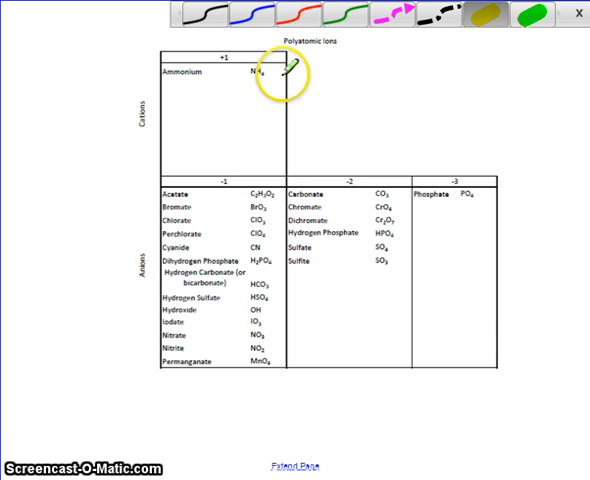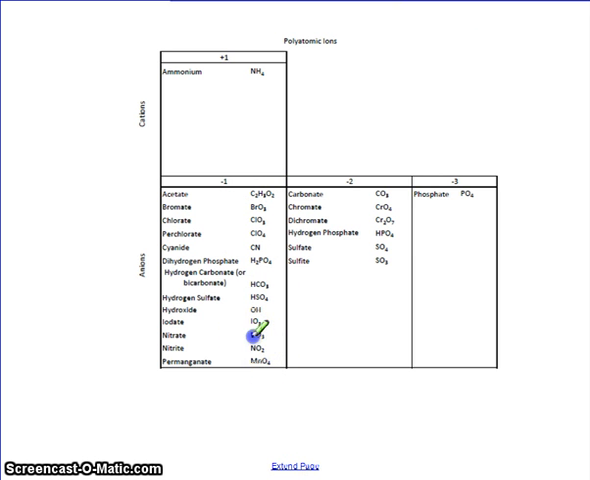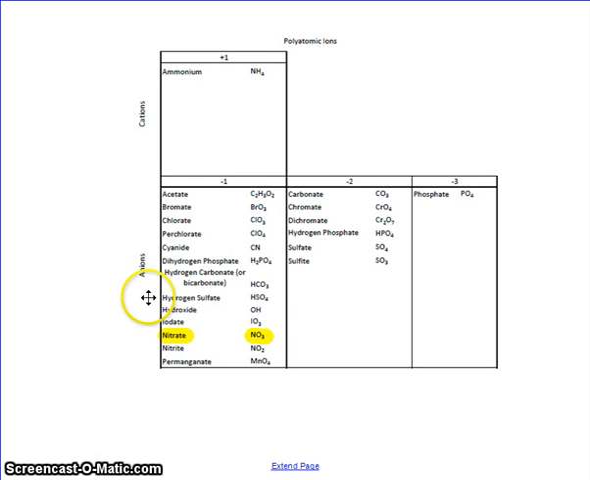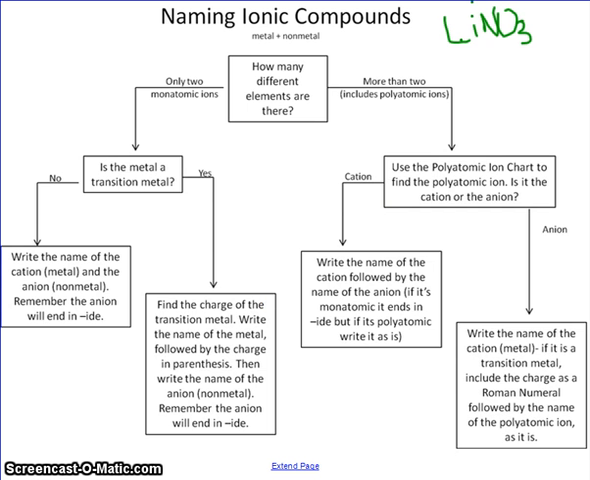So I look. NO3 is right here, and that is nitrate. So I found it on the polyatomic ion chart. Now I need to ask myself, is it a cation or is it the anion? So nitrate has a -1 charge, which makes it an anion. So I come back to my flowchart and I follow anion.